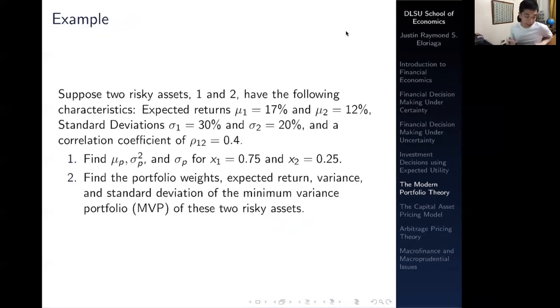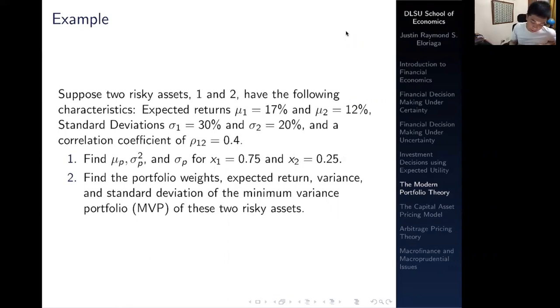So let's have an example to make it easier for us to understand this particular case. We're faced here with a problem. Suppose we have two risky assets, 1 and 2, and they have the following characteristics. We have expected returns of 17% and 12% for each asset, standard deviations of 30% and 20%, and a correlation coefficient of 0.4. This should be straightforward enough.